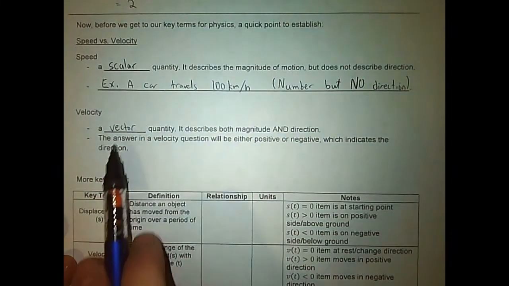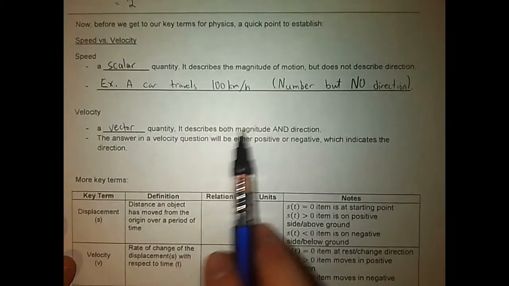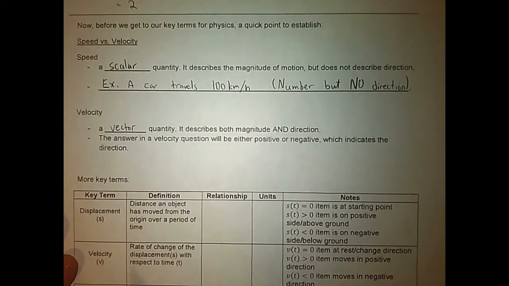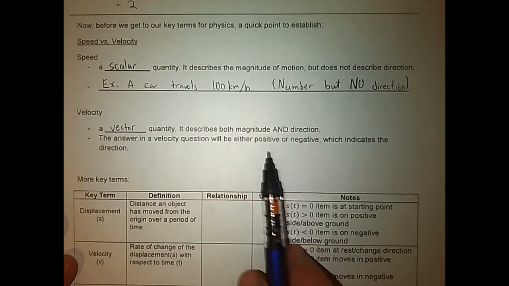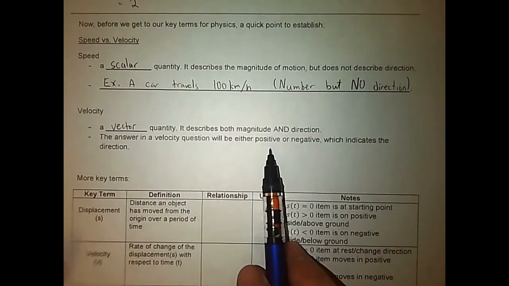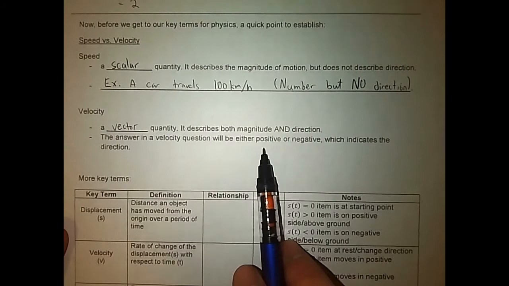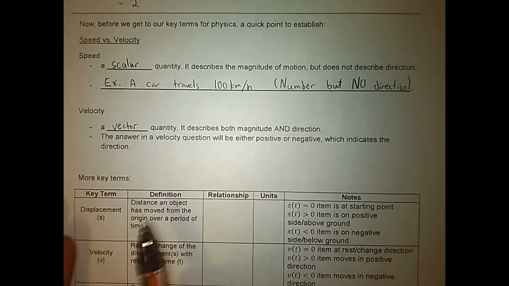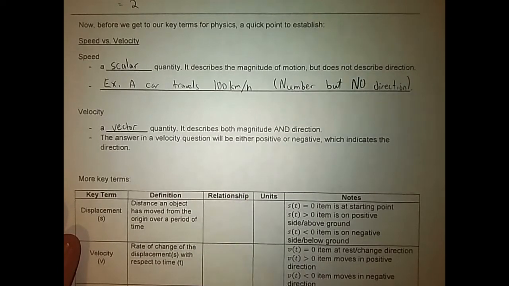Velocity is what we call a vector quantity. And we're going to get all into vectors a little bit later. But a vector quantity has a magnitude and a direction. So the answer in a velocity question will be either positive or negative for our case, which indicates direction. Sometimes positive will be north, negative will be south, or just forwards and backwards, or whatever. But we will have a direction, and the positive negative will help us decide that direction.